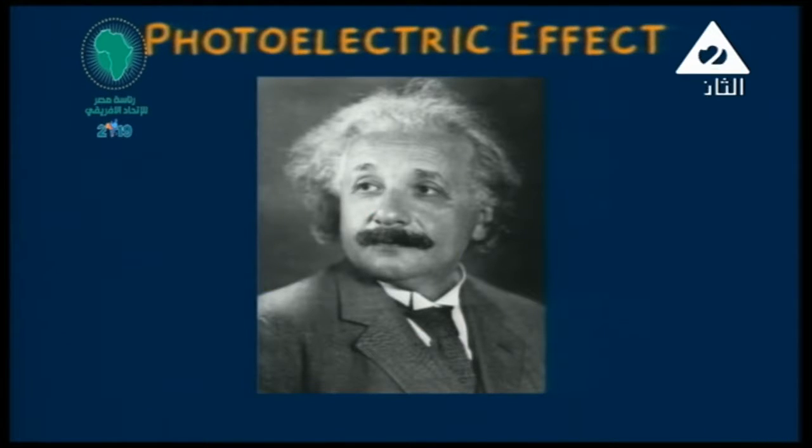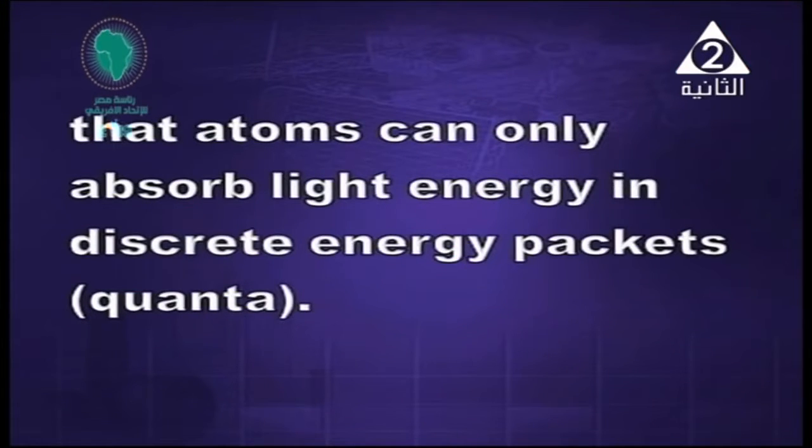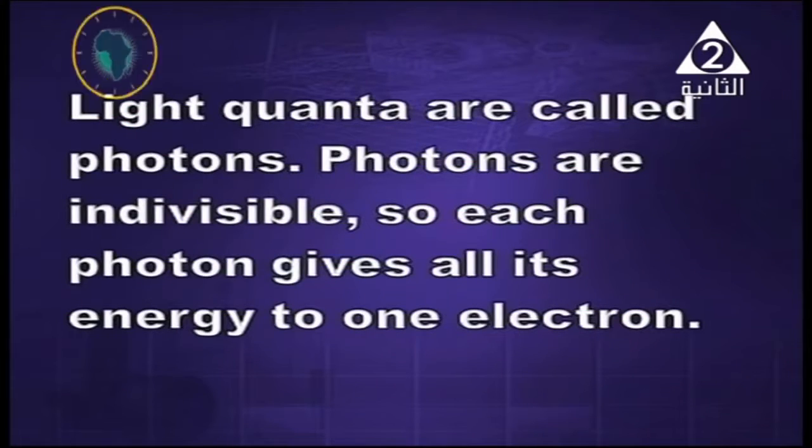As a matter of fact, Einstein tackled the photoelectric effect, tackled photoelectricity in 1905. He saw that all experimental laws could be explained if it was assumed that atoms can only absorb light energy in discrete energy packets. Okay? Atoms can only absorb light energy in discrete energy packets. We call it quanta or photons. Light quanta are called photons.